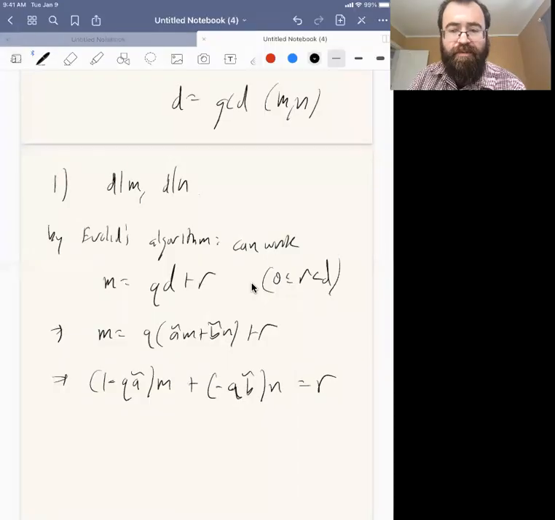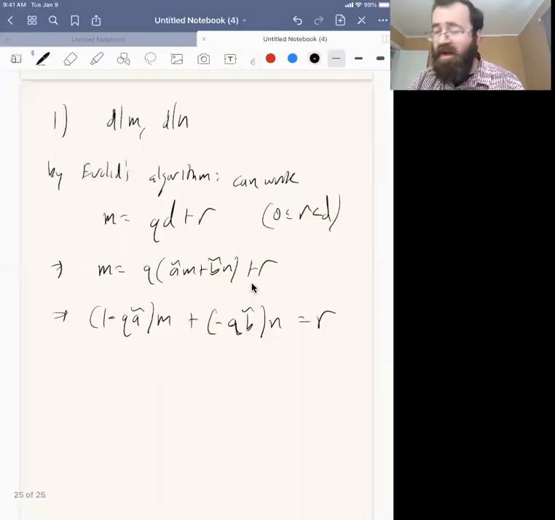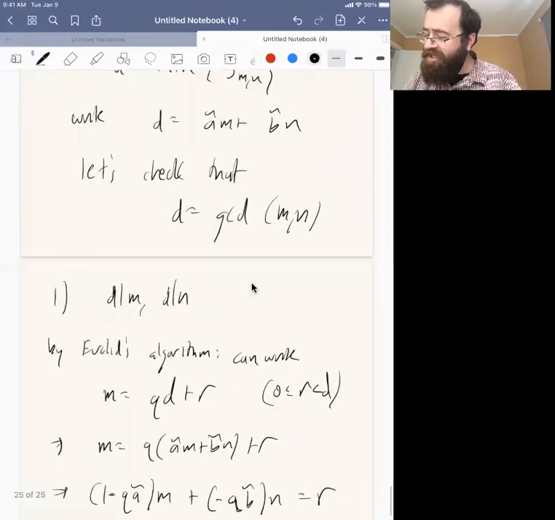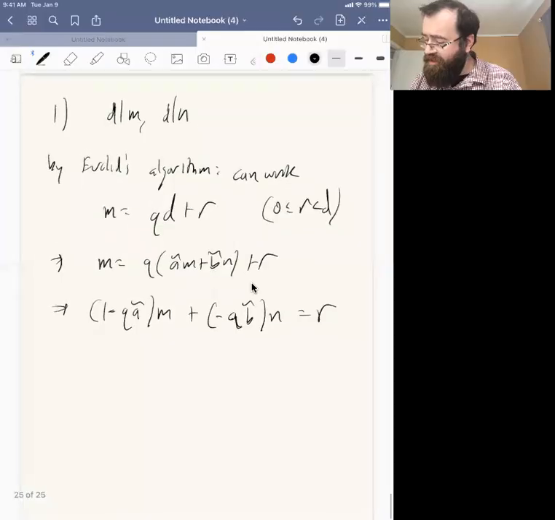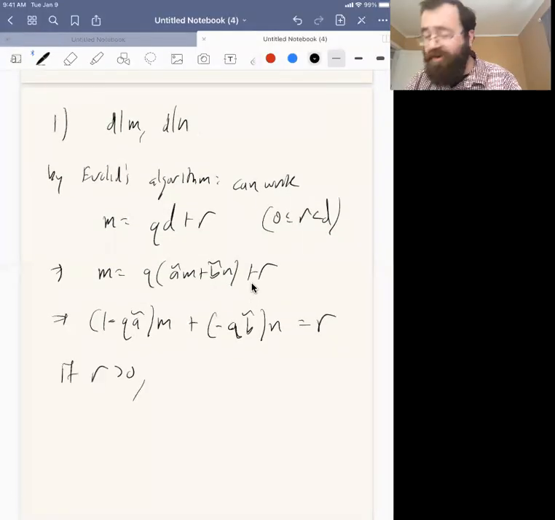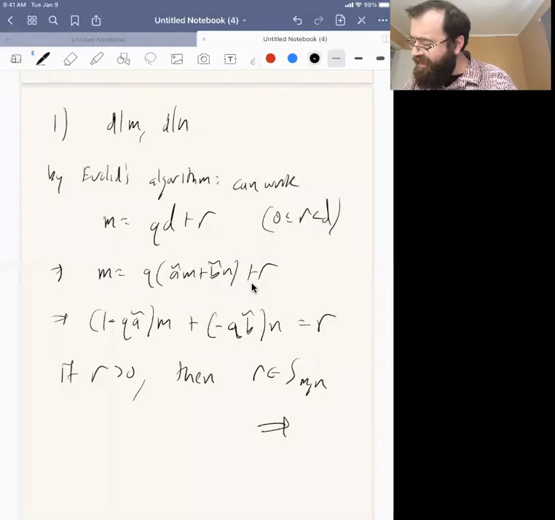Okay, arithmetic. But wait, that is showing us that R can be expressed as an integral linear combination of M and N, right? So we conclude that if R was not 0, it would be in this S_MN, right? It would be an integral linear combination of M and N. So if R was greater than 0, if it was a natural number, then this would imply that R is in S_MN, and that is a contradiction.